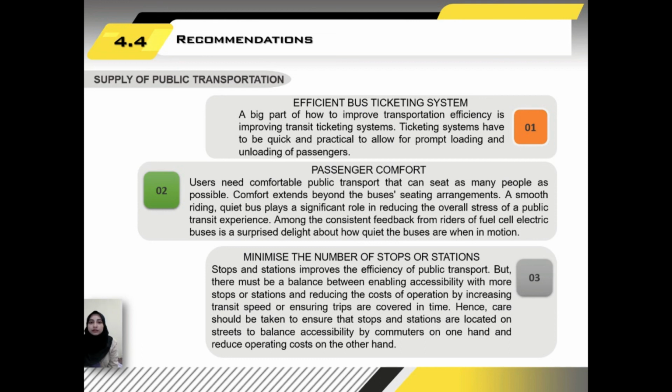And for the last one, we recommend minimizing the number of stops or stations. Stops and stations improve the efficiency of public transport, but there must be a balance between enabling accessibility with more stops or stations and reducing the cost of operation by increasing transit speed or ensuring trips are covered in time. Hence, care should be taken to ensure that stops and stations are located on the street to balance accessibility by commuters on one hand and reduce operating costs on the other hand.